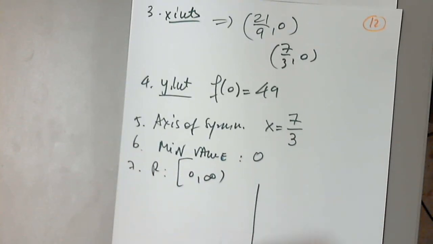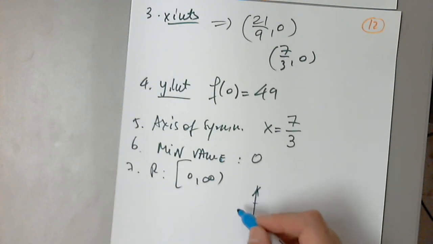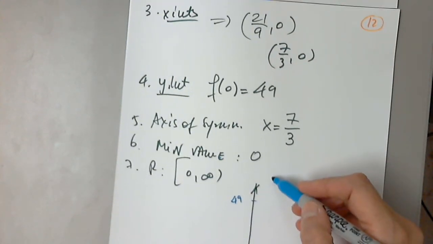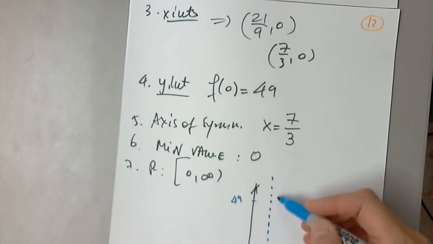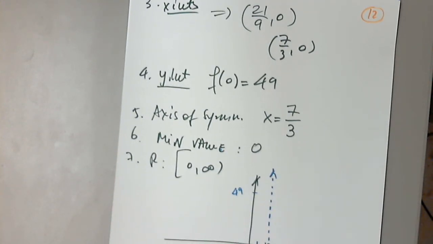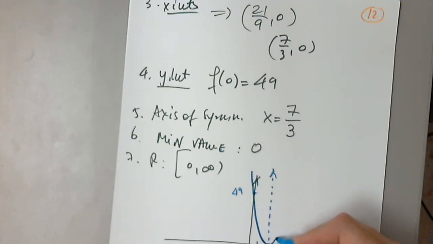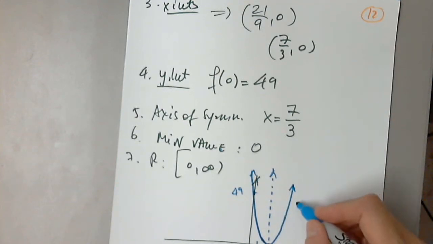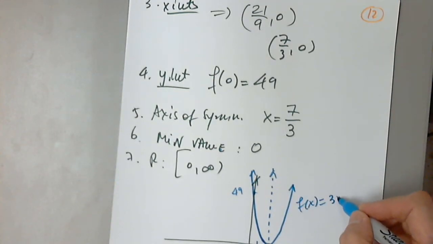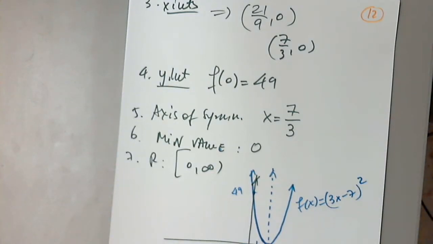So here's the graph. This is 2 and a little bit, and then 49. I'm going to say this is 49. It's not 49. Don't forget the axis of symmetry, so x equals 7/3. And here's the graph. Make it as symmetric as possible and not too acute at the origin. So this is f of x equals 3x minus 7, everything squared.